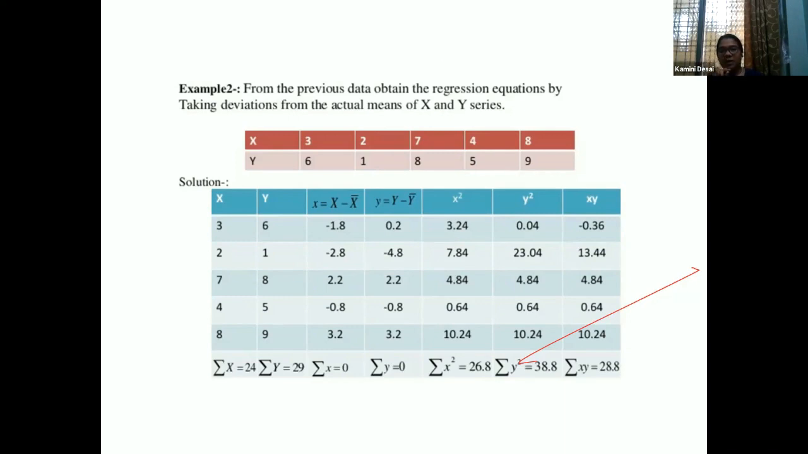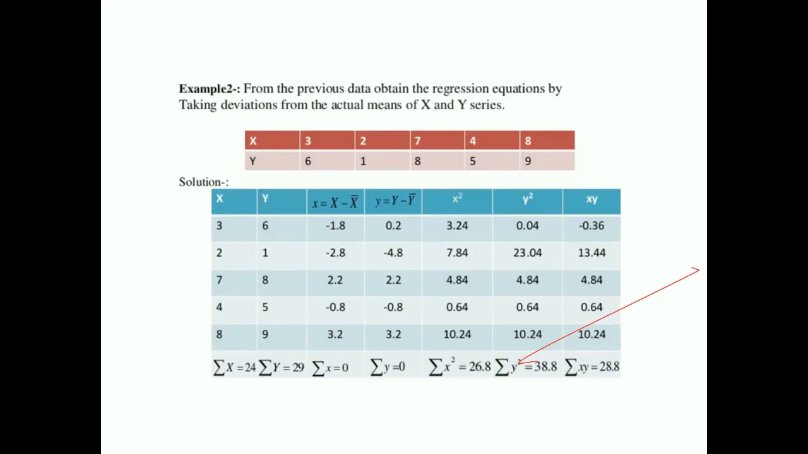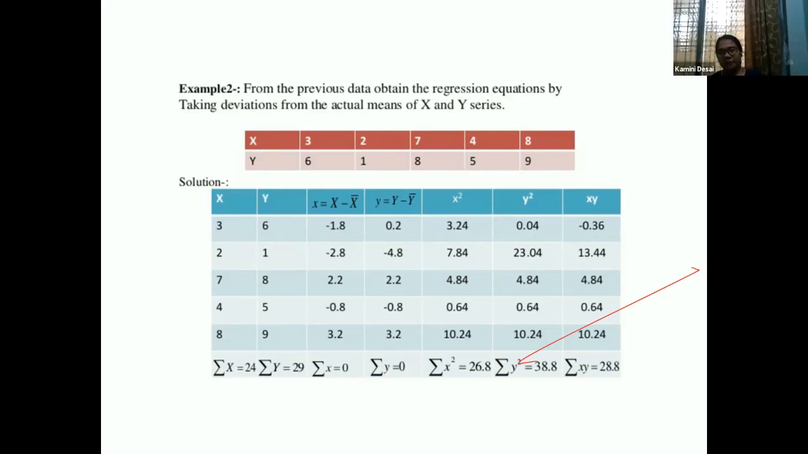Just take the sum of x, that is 3 plus 2 plus 7 plus 4 plus 8, and the total number of observations. There are only 5 observations. So take 3 plus 2, 7, 7 plus 4 is 12, 12 plus 4 is 16, 16 plus 8, divided by 5. So that is x bar.